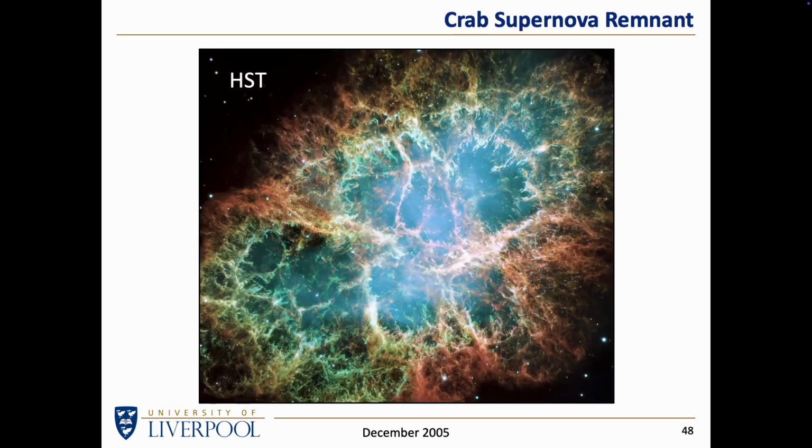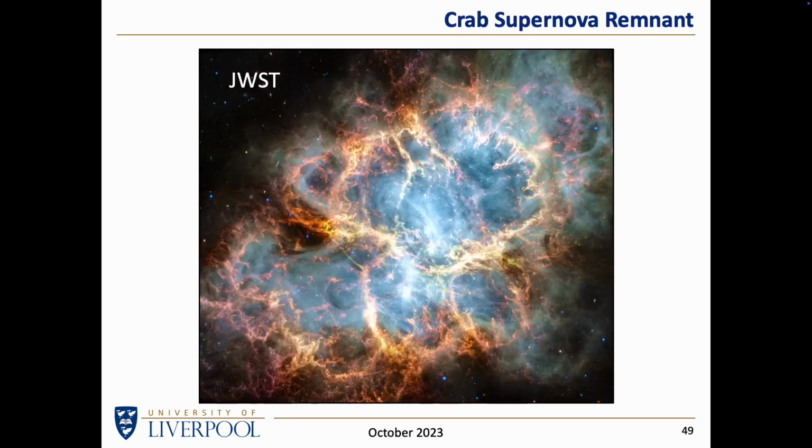This is a Hubble Space Telescope picture from 2005, which is getting on for 20 years ago. We know from historical records that this was the result of a supernova that was seen in 1054, so this is about 1,000 years old. And it's very nice that this has now been revisited by the James Webb, and if we compare the Hubble Space Telescope picture of the Crab Nebula with the equivalent from the James Webb, I'll flick between the two. So that's the Hubble, that's the James Webb.